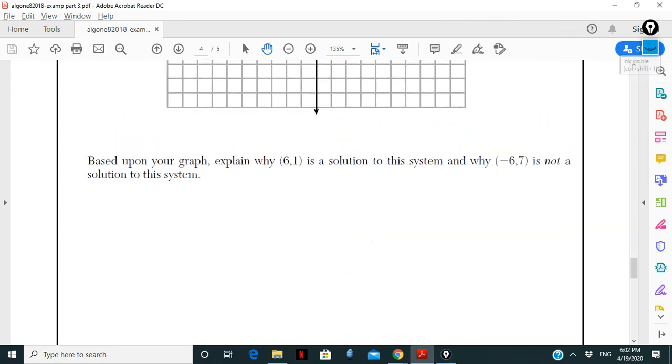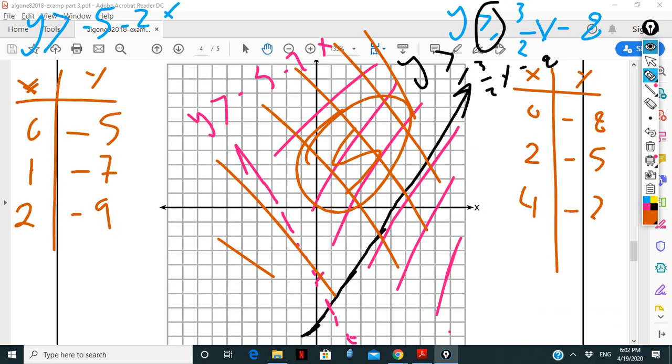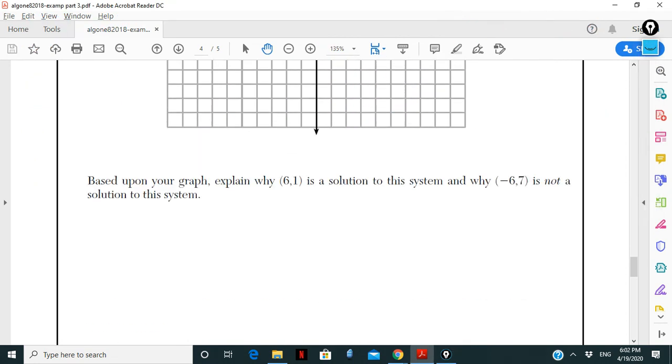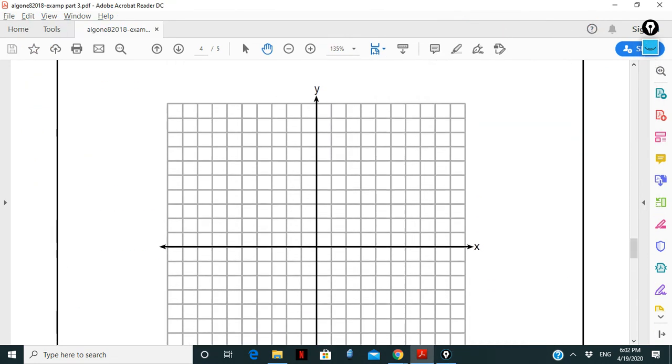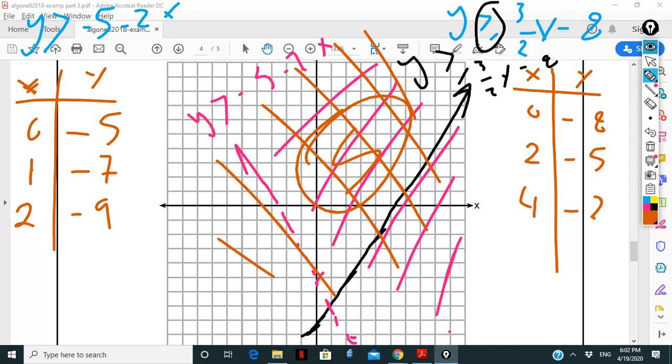Now, 6 and 1 is a solution. So you have to go down again. Hopefully, so it was 6 and 1, 1 and 6. 6 and 1. So I go 1, 2, 3, 4, 5, 6, and 1. So here, yes, it's a solution for both of them because it's in the shaded area.